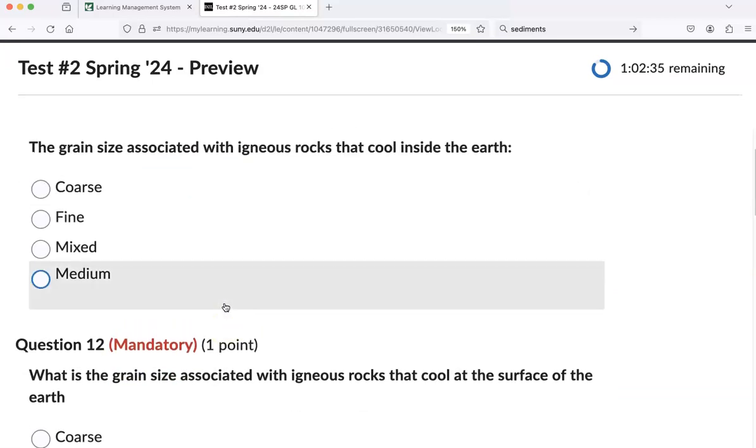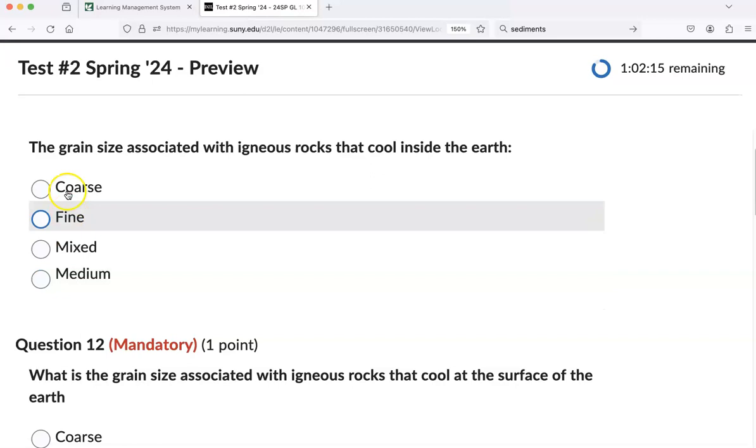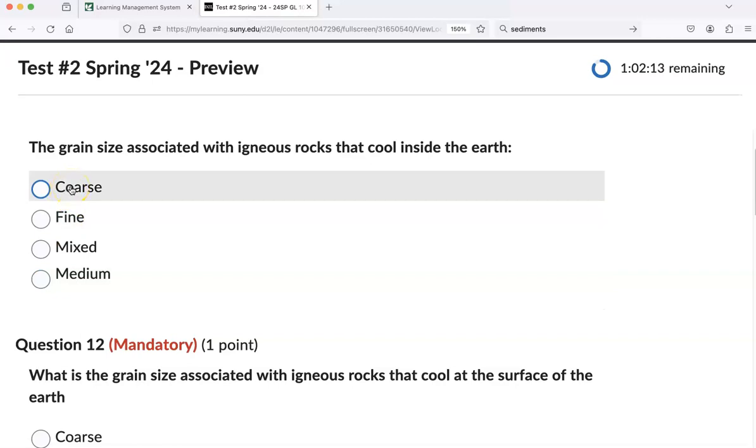Okay, yeah, I knew the grain size questions were coming. We're still beating this dying horse here. Okay, grain size associated with igneous rocks that cool inside. So intrusive igneous rocks have coarse, medium, fine, or mixed grains. Coarse, because they grow slower, and because they grow slower, they get to grow bigger.